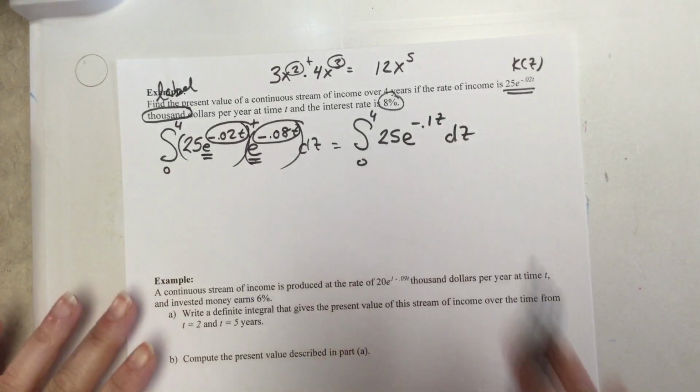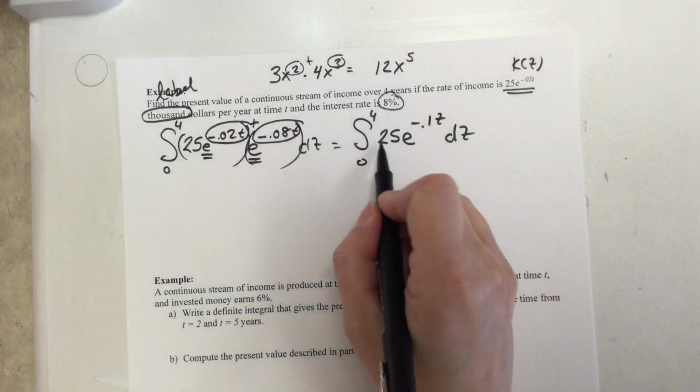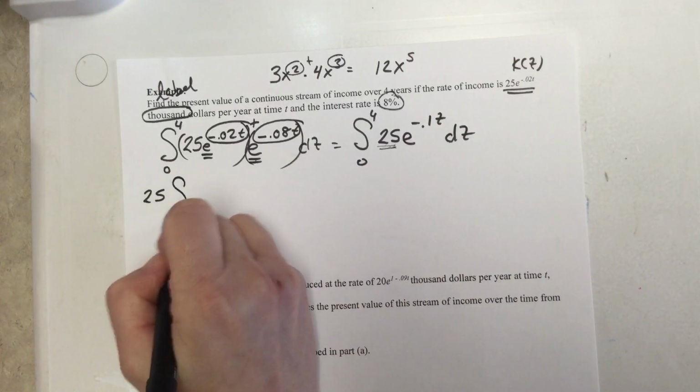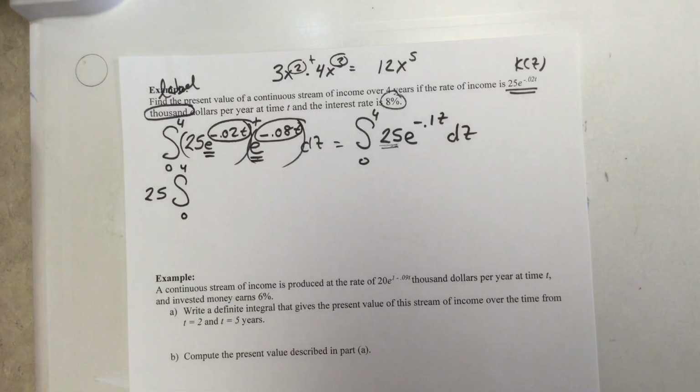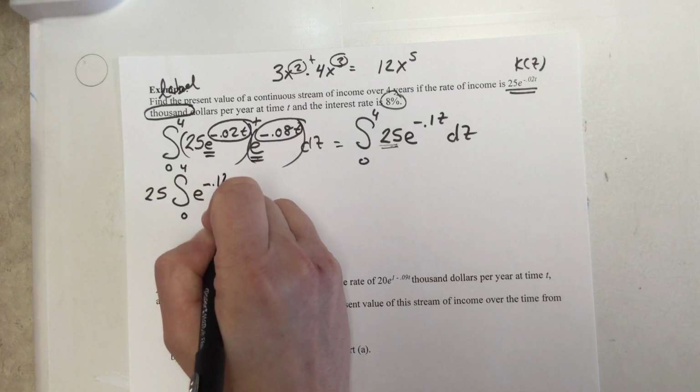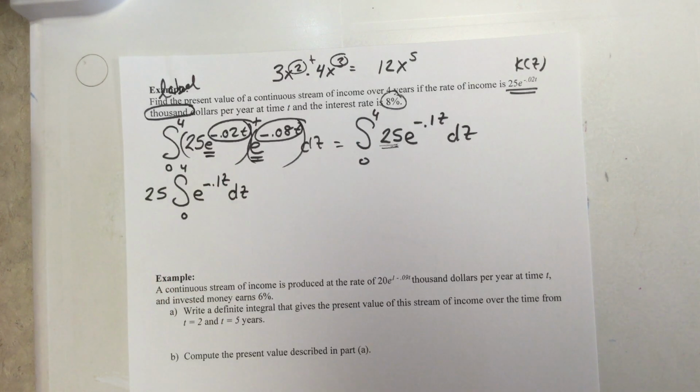All right, now what I want to do is go ahead and take the antiderivative. So 25 is a constant, bring that sucker out front. So 25 goes out front. I'm going from 0 to 4 because it's over the next 4 years. That leaves me with e to the negative 0.1t dt.